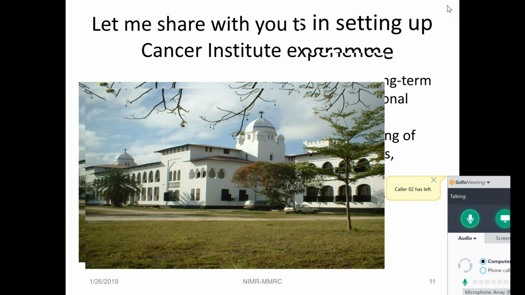Okay. We have another question. We have a question from Adeniji. So her question is, is the payment of radiotherapy in Tanzania covered by health insurance or out of pocket?